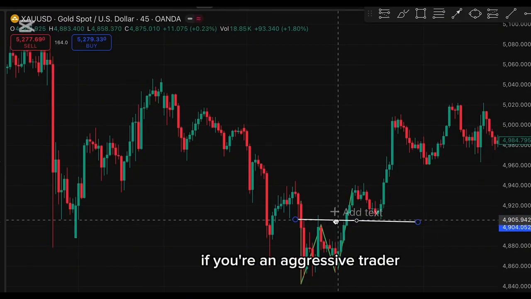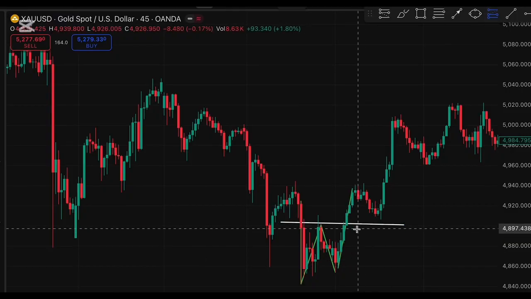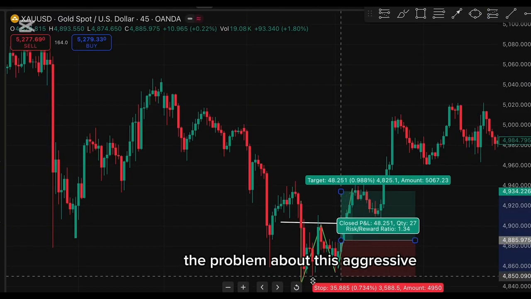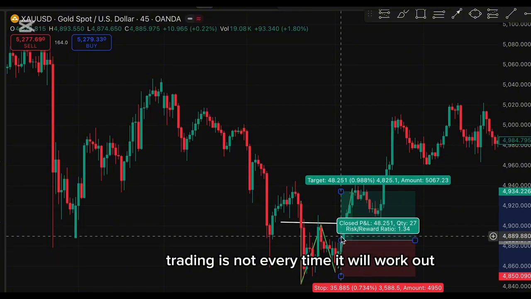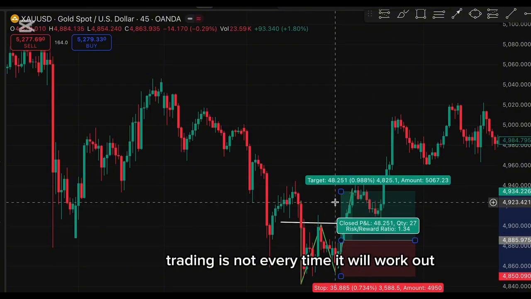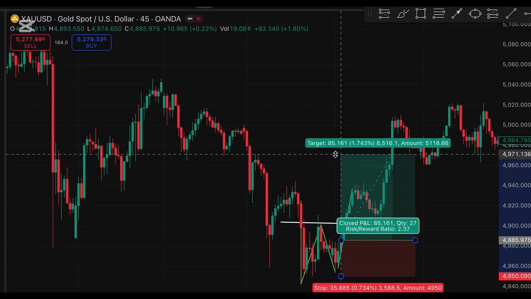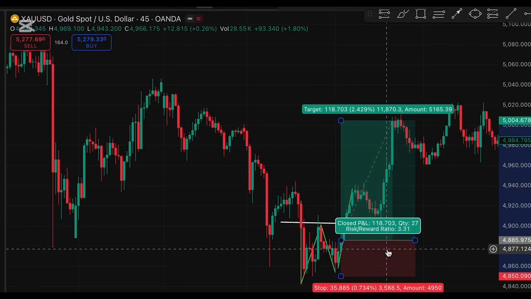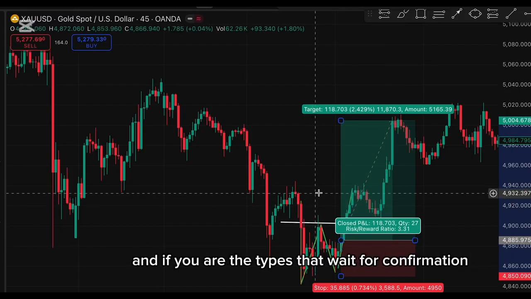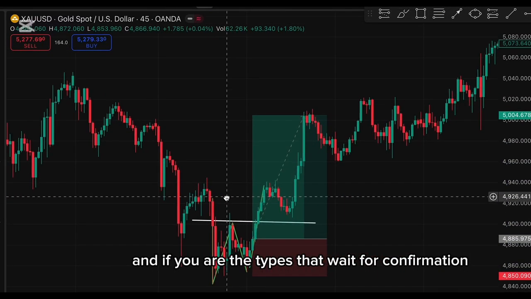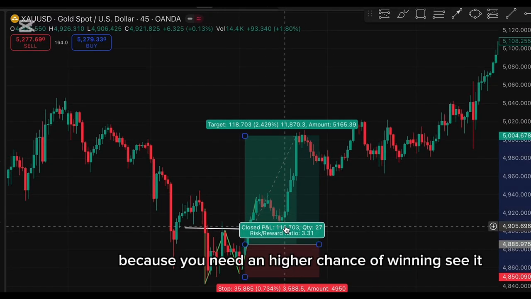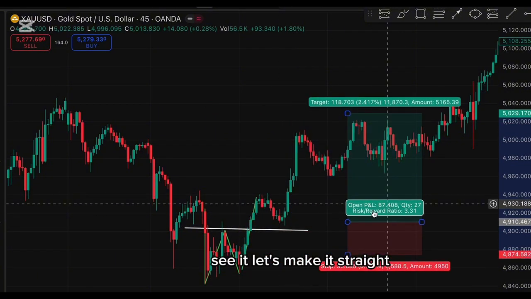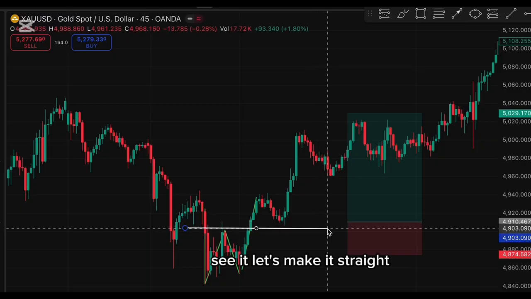If you're an aggressive trader, you don't put your neckline. This is it. The problem about this aggressive trading is not every time it will work out, except you are very good and you know when to use it. See. And if you are the type that waits for confirmation because you need a higher chance of winning, see it. Let's make it straight.